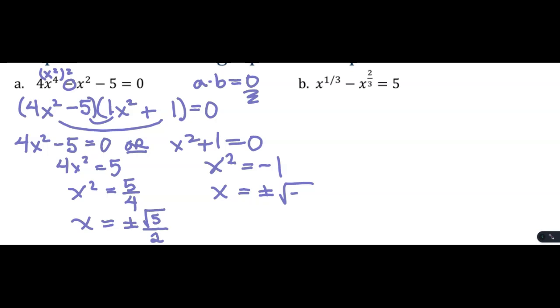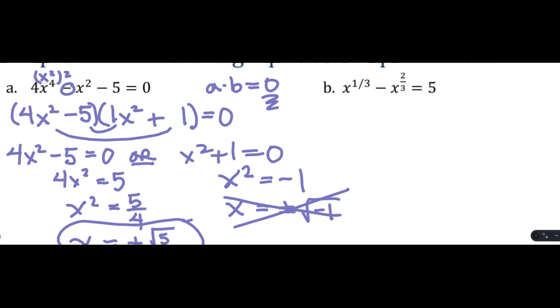We get plus or minus the square root of -1, and that is not a real number. If you studied some imaginary numbers, that's great, but we are working exclusively with real numbers for this class, so that we would cross out and say, okay, this doesn't contribute any solutions. So I got 2 answers only. For a fourth degree, it's possible to get up to 4, but only 2 real answers for this one, and those are plus or minus √5/2.